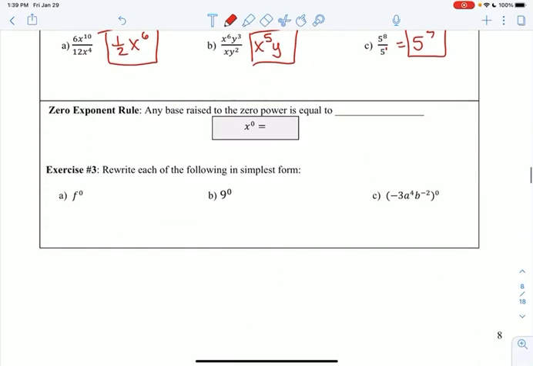All right, the 0 exponent rule. Any base raised to the power of 0 is equal to 1. Anything to the 0 power. So x to the 0 power is 1. F to the 0 power is 1. 9 to the 0 power is 1. This whole thing to the 0 power is 1. All right, so that was quick and easy.